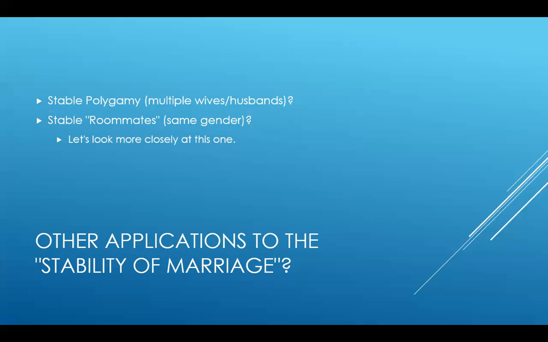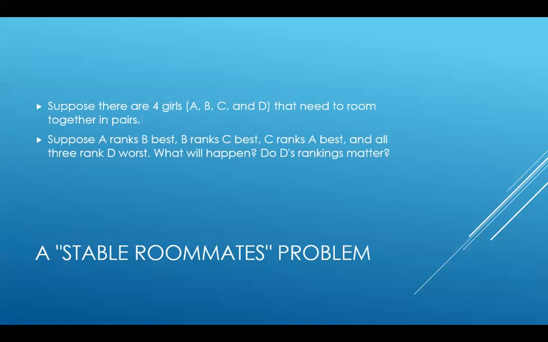But now I'm saying, what about stable roommates where anybody could basically be matched with anybody else? What about that? Well, think about this. Here's a classic stable roommates problem. Suppose there are 4 girls, A, B, C, and D, that need to room together in pairs, okay? Let's assume this. I'm not even going to tell you the entire ranking list. Suppose that A thinks B is the best, B thinks C is the best, and C thinks A is the best. And everybody thinks D is terrible.